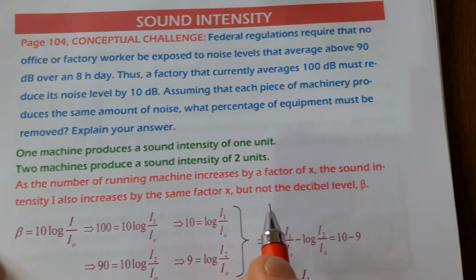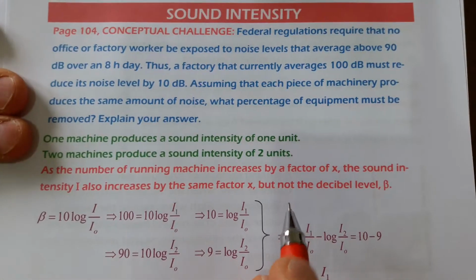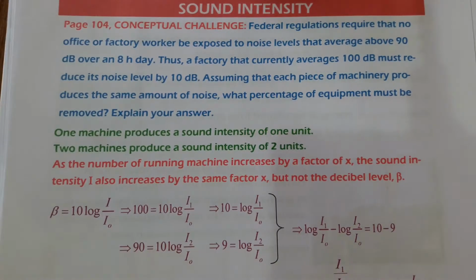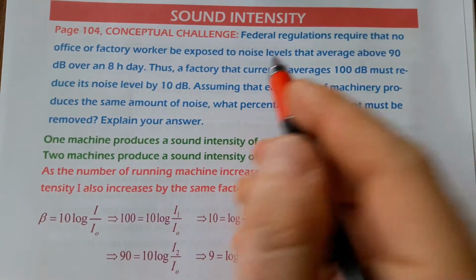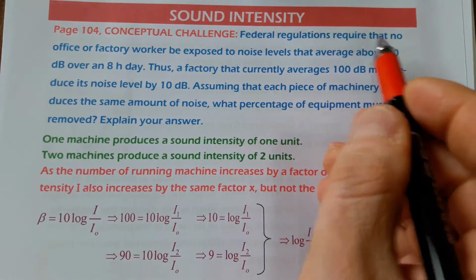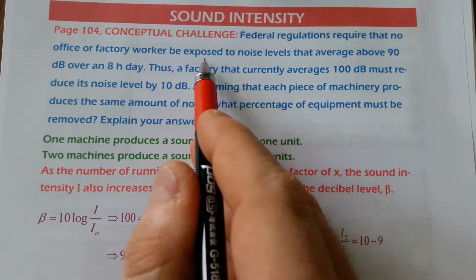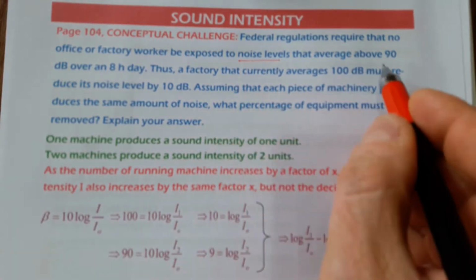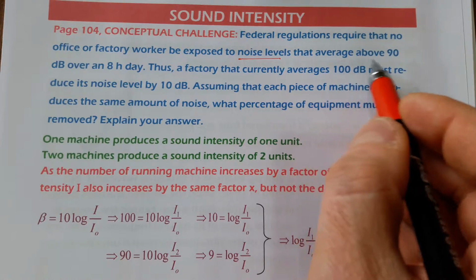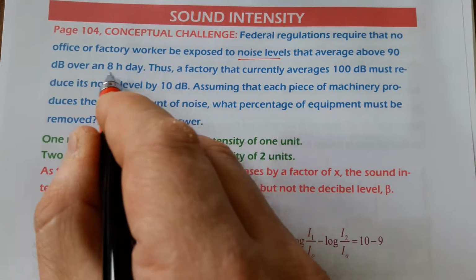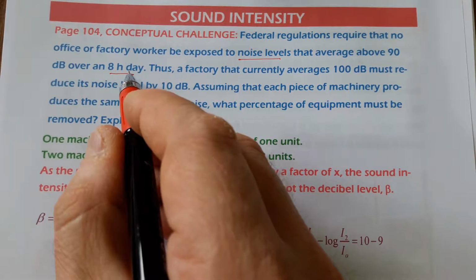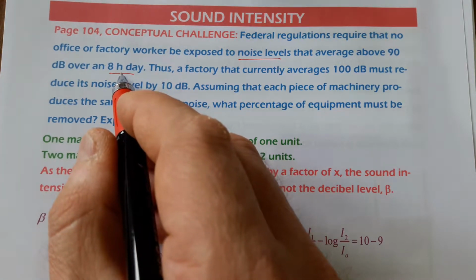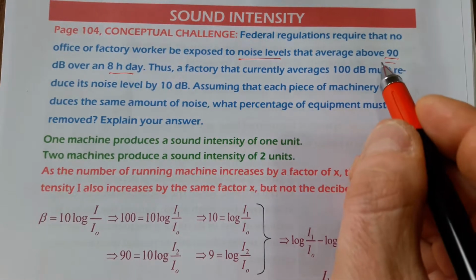Now let's solve a conceptual challenge question. This is another question. Maybe it's a little hard to understand, so try to concentrate. It says that federal regulations require that no office or factory worker can be exposed to noise levels, remember it is decibel level, that average above 90 decibel for 8 hours a day. If you are working in a factory, the noise level or decibel level or relative intensity of that factory cannot be greater than 90 decibel.